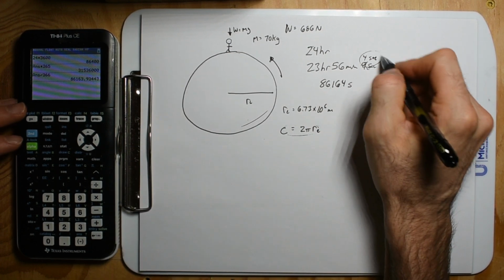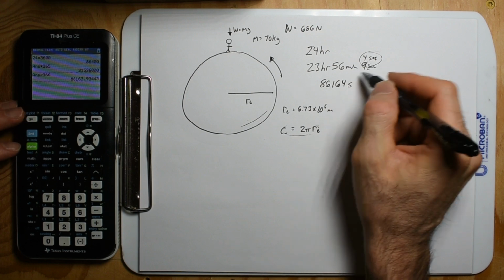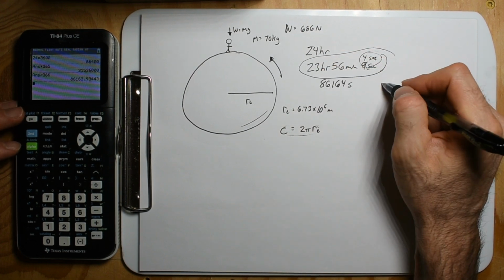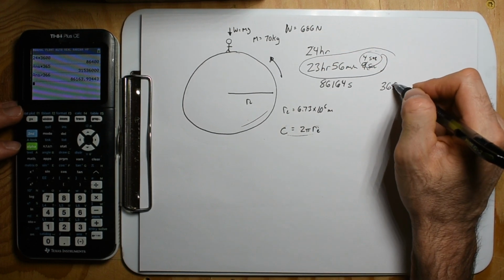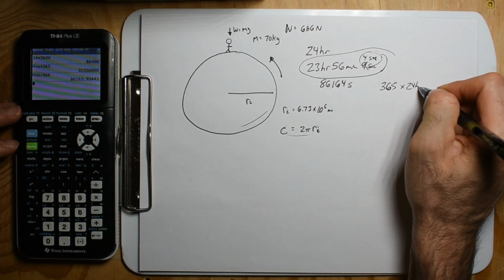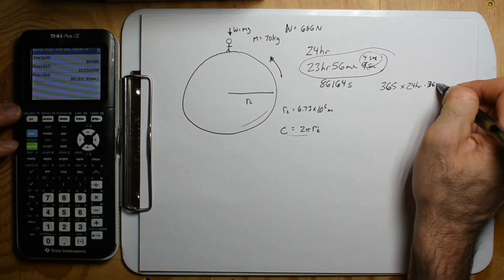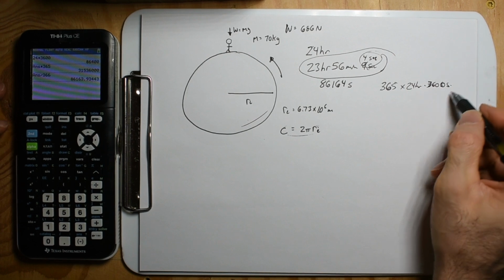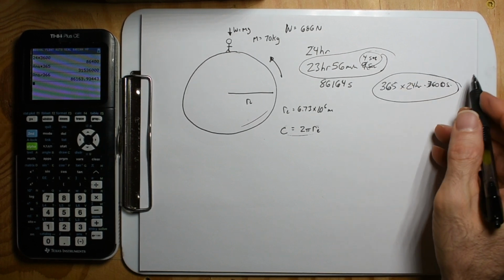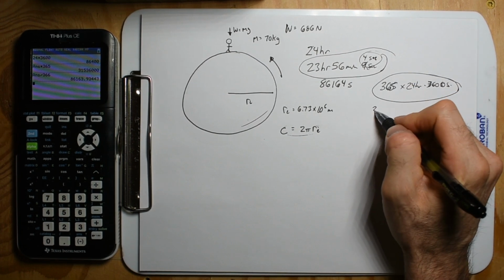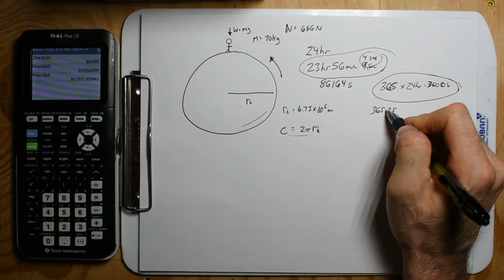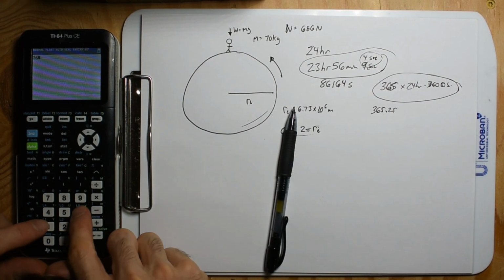86,164. So yeah, it is 4 seconds. So if you can't remember this, just take 365 days times 24 hours times 3,600 seconds, which is kind of the definition for 1 year. But I think it's 365.25. It doesn't matter. You could do that.